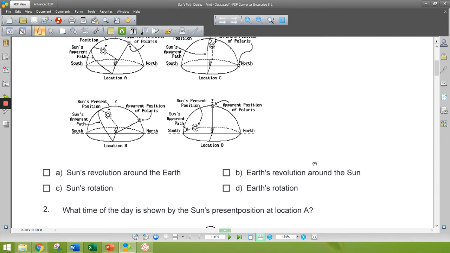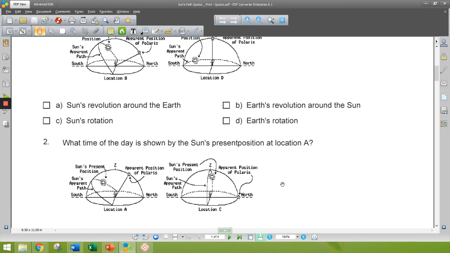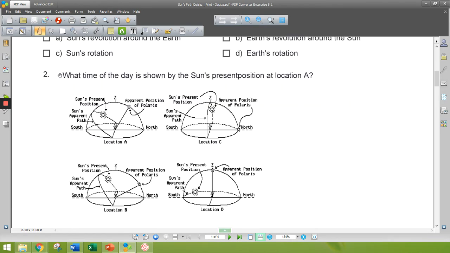Earth's revolution around the sun, that is a thing that happens, but that is actually what causes seasons. And then we have the Earth's rotation. The Earth's rotation is what causes the sun to appear to move in the sky. It's also what makes the stars appear to move. That is going to be the answer to this question. So number 1 is going to be D. And I know that your questions were in a different order than mine, but this is the order that I have.